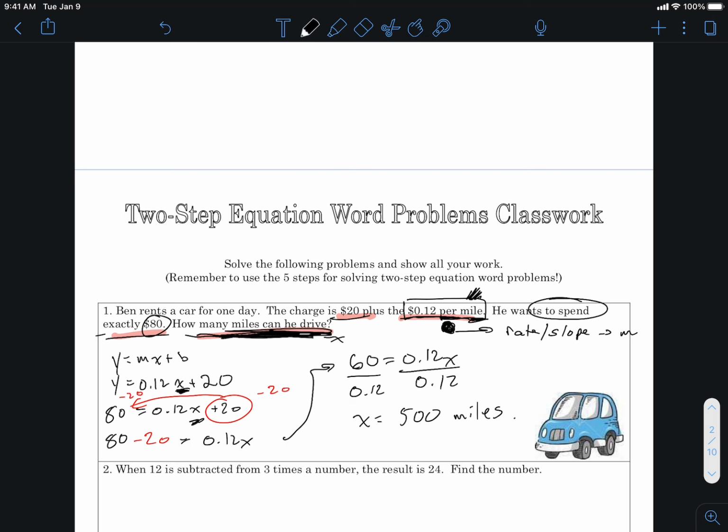Okay, and then you can always write yourself a little therefore statement. Therefore, Ben can drive 500 miles with $80. Okay.